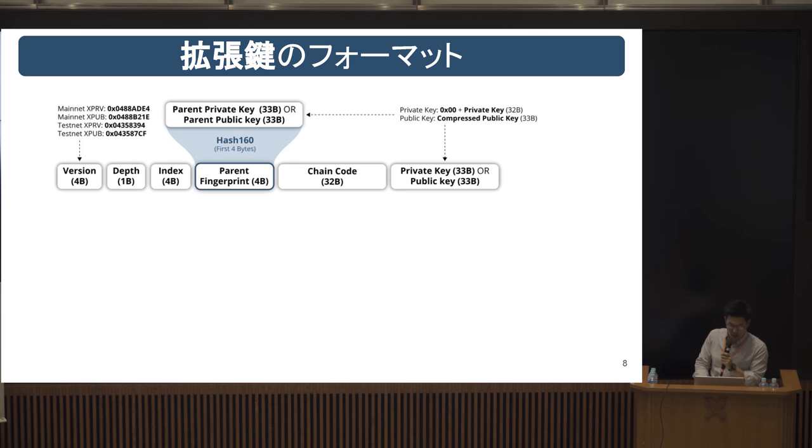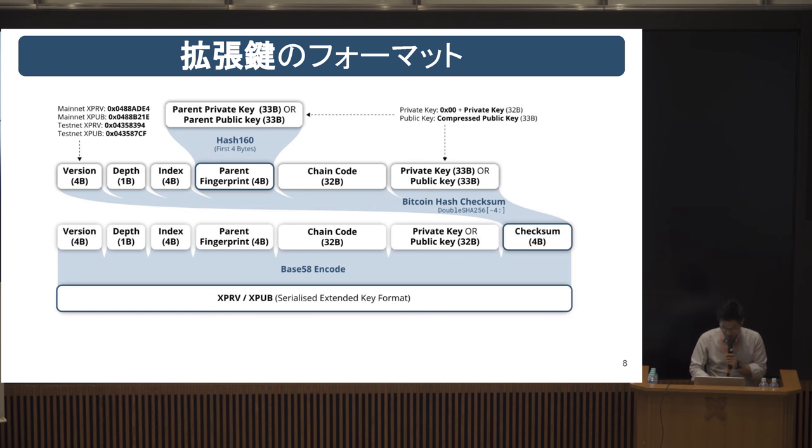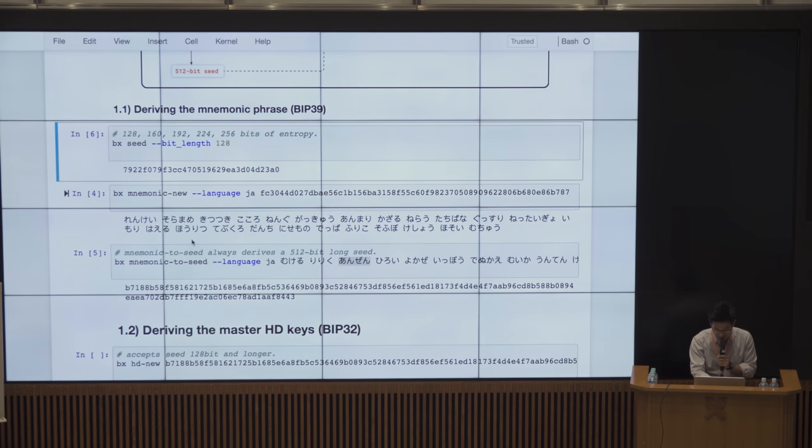You have the version, depending on whether it's a mainnet or testnet network, or whether we're talking about an extended private key or an extended public key. Right, so you have a checksum as well, and we end up with 82 bytes. So an extended private or public key is 82 bytes, and includes all the information you need to derive the respective children. There we go. So I also have an example on that.